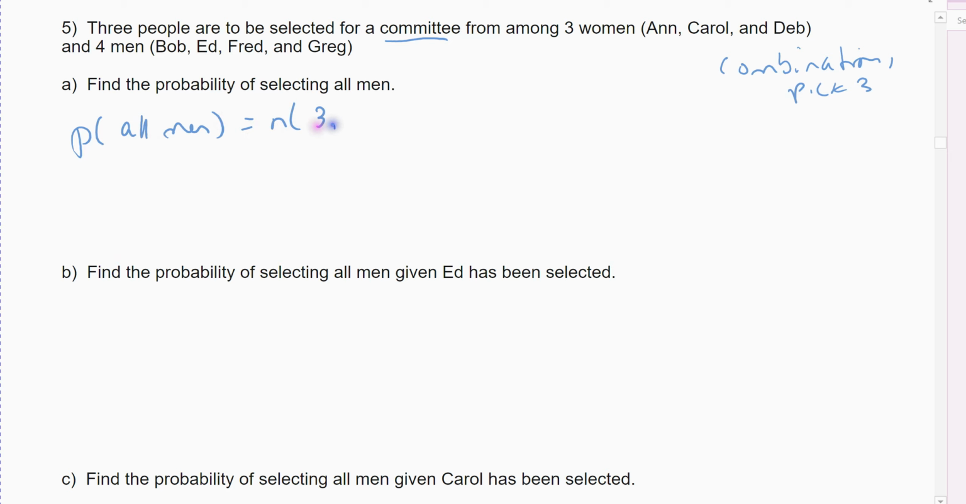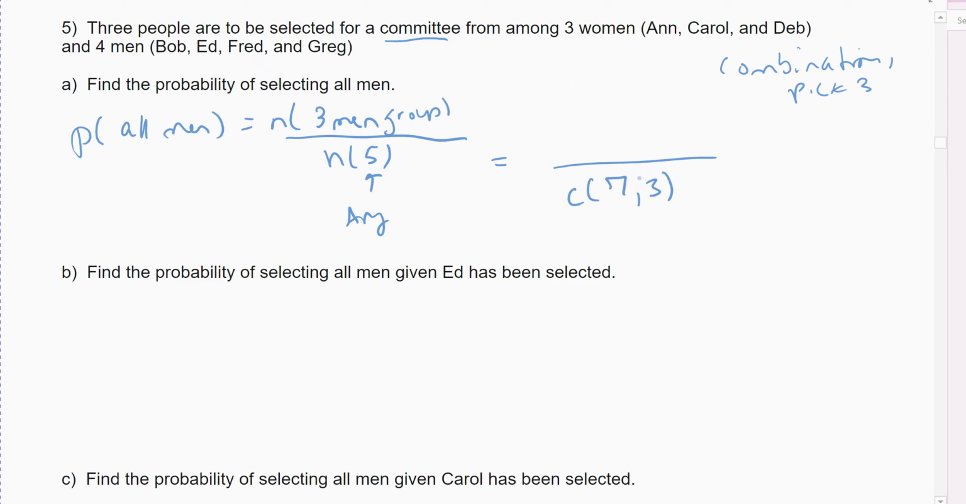So it's the number of ways to get 3 men in our group, over the universal set, which would be anybody could be picked. It's a group of 3 where I'm selecting from anyone. So it means men, women, doesn't matter, I'm selecting from everybody. That's the universal set. So fill this out as a combination. I can pick 3 of any of the people, whether they be men or women. So combination, out of all 7 people, I'm going to select 3, and that would be all possible groups, all possible committees.